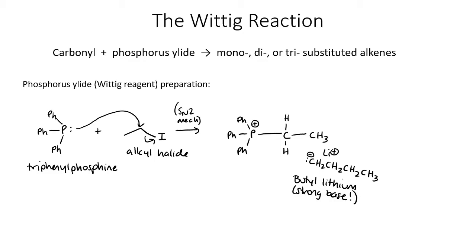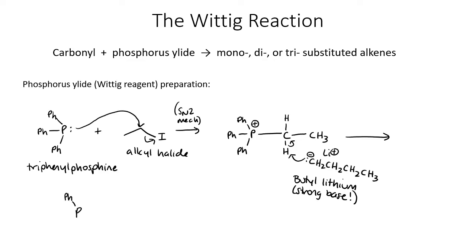Now the reason that we need to use a strong base in this case is because we're actually going to be taking one of the protons from the carbon atoms. Now this proton is not very acidic, so you need to have an extra strong base in order to remove it. But once we remove this H and give the electrons to the carbon atom, we're actually going to create our Wittig reagent.